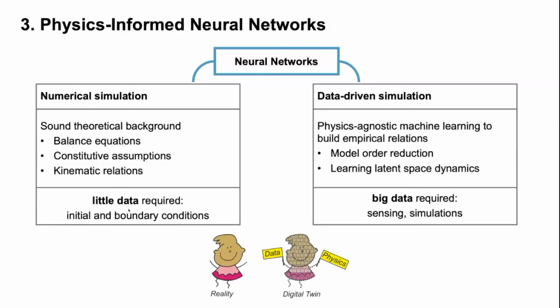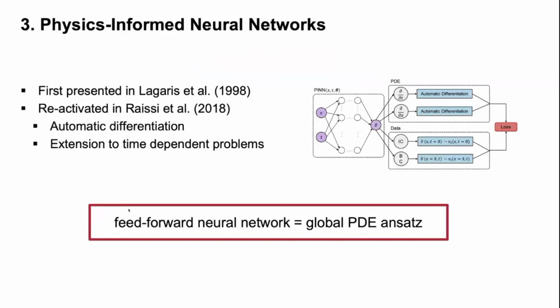And before I go into details, I want to tell you a bit about the history, because actually it's a new approach and this has been hyped in the last years. But the idea is not that young. It was first presented in Lagaris et al. in 1998 and has been reactivated only recently in 2017, 2018. And automatic differentiation was basically the breakthrough here, why it is now widely applied. And what has also happened was the extension to time-dependent problems. I will comment on automatic differentiation and its importance later.